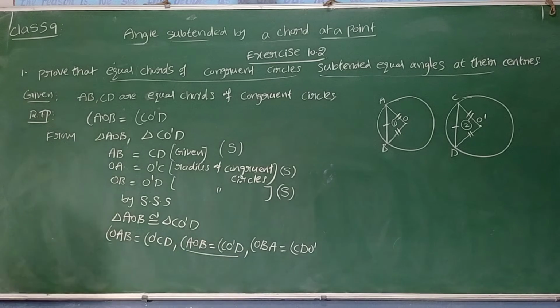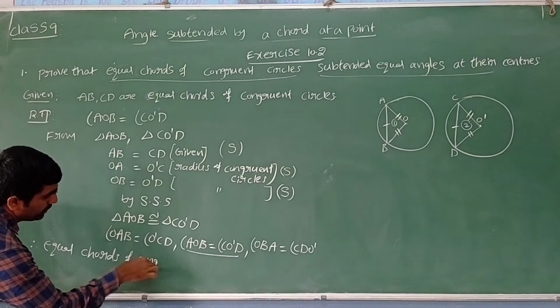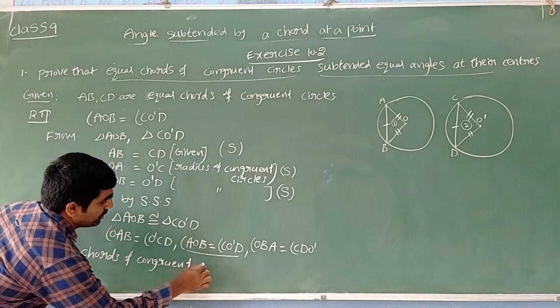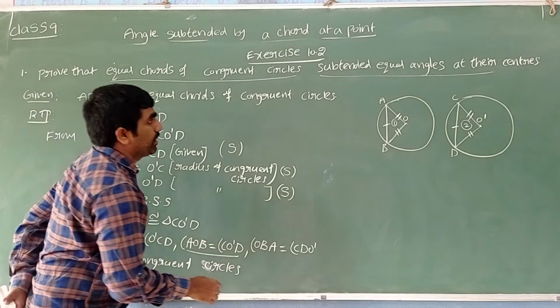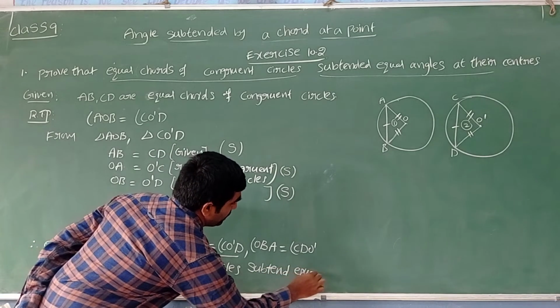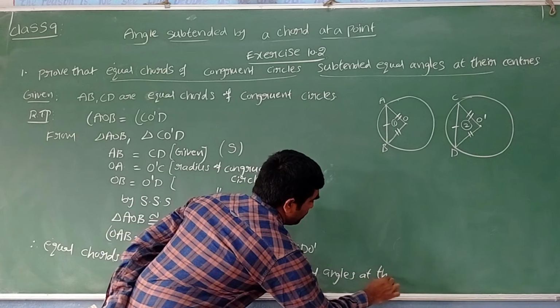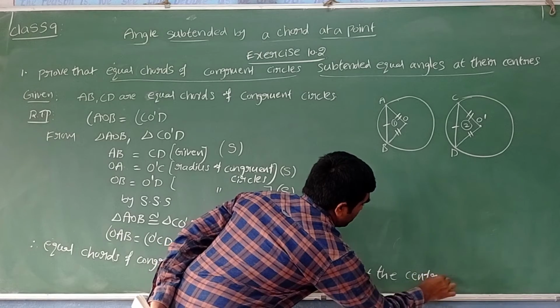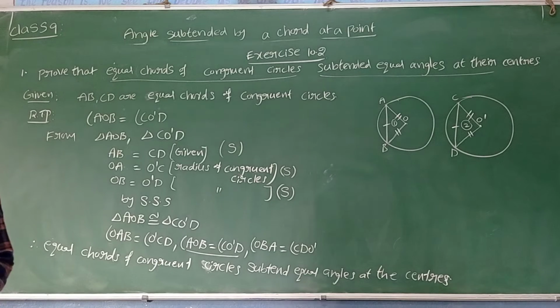So we can write now. Therefore, equal chords of congruent circles subtend equal angles at the centers. That's all. Hope it is clear to everyone.